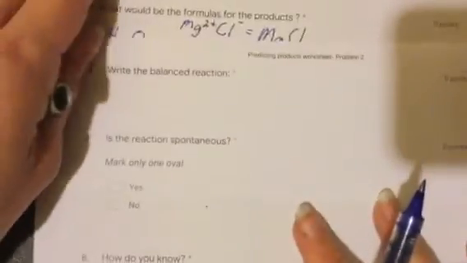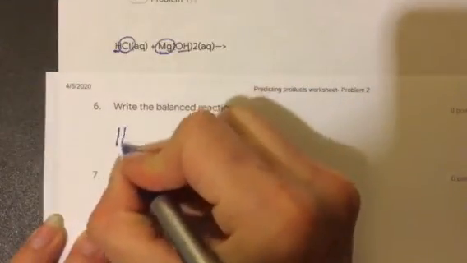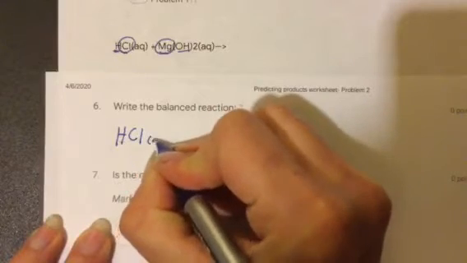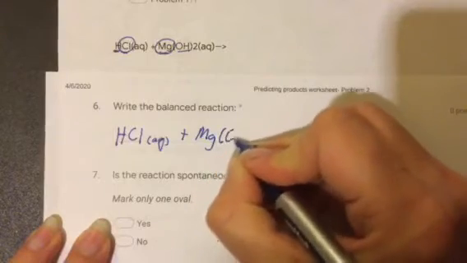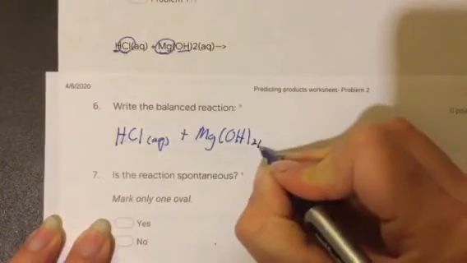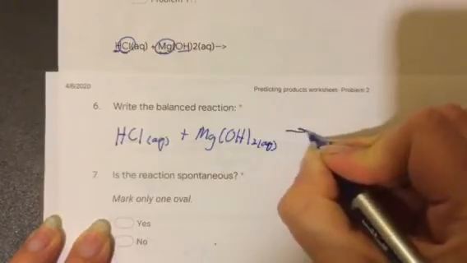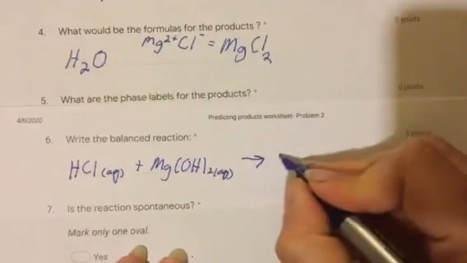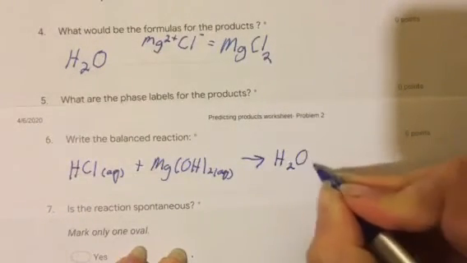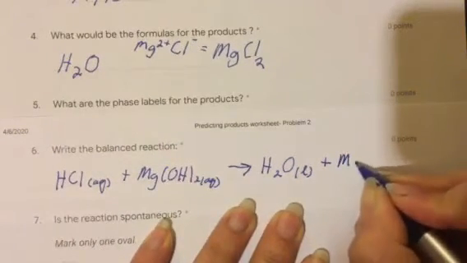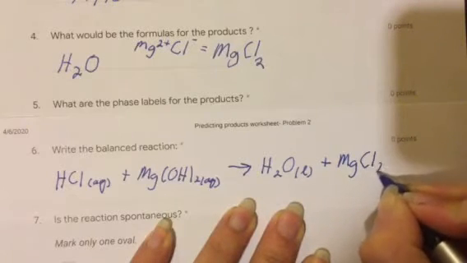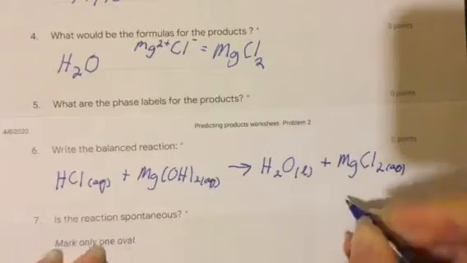Okay, so I go to write my balanced reaction. Again, I already have the first half, HCl aqueous plus Mg(OH)2, and then I have formulas for my products. And we already told me what their phase labels are going to be, plus, okay. And now I need to balance it.